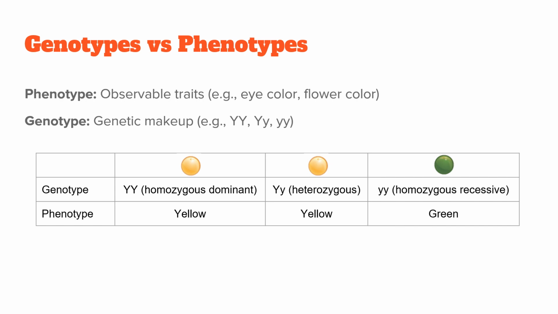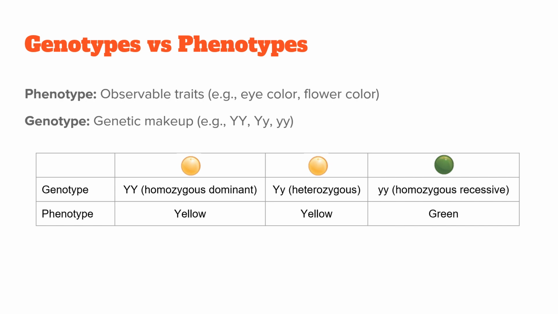A genotype is the set of alleles an organism carries. For example, it can be homozygous dominant, big Y, heterozygous, big Y, or homozygous recessive, little y. What is Y? Well, in this case, Y is the color of a pea. Big Y stands for yellow. Little y produces the green allele, but you only see the green allele if you have two little y's.